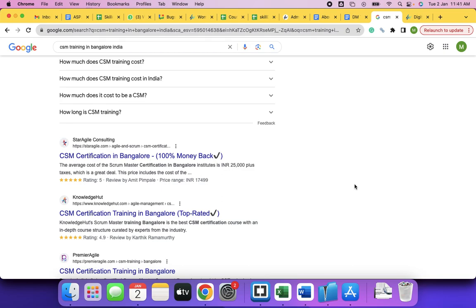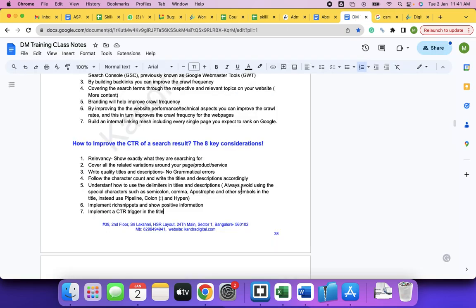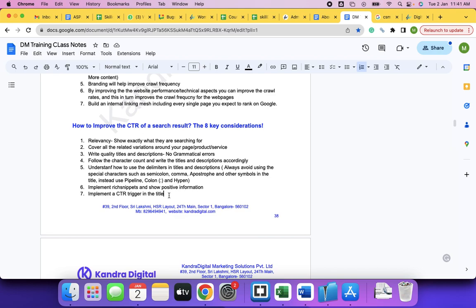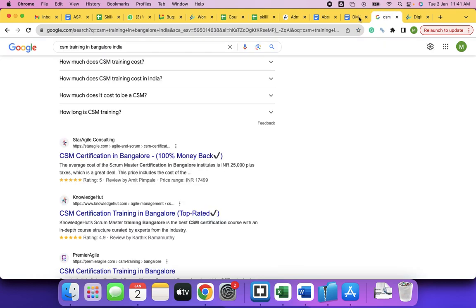Okay. So you all understood now. The CTR trigger is basically the solution for the problem, the pain point that a user is going through, right? So try using the CTR triggers in the title that you write. For example, look at this. Maybe for people who are opting for this training program, 100% money back is not necessarily a CTR trigger. Okay, so 100% pass rate.